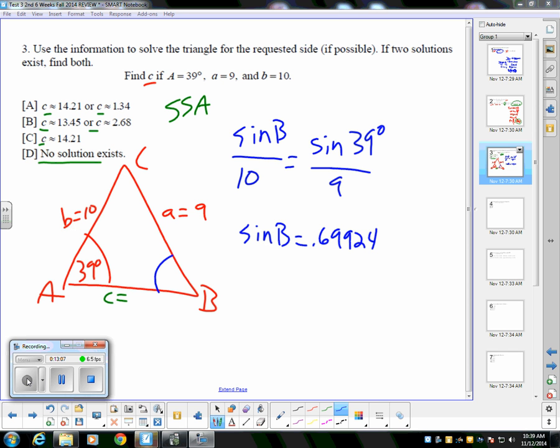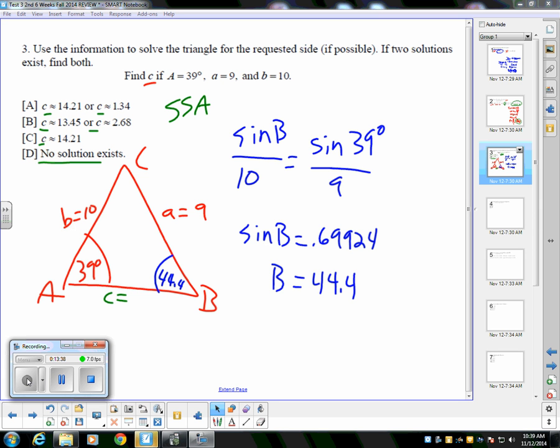Okay? And then what I'm going to do is take the arc sine of that. And I get 44.4. So I know that angle B is 44.4, which means that I can go ahead and do the math to solve for side C. In fact, I'm going to elect to go ahead and find side C based on this triangle right here.